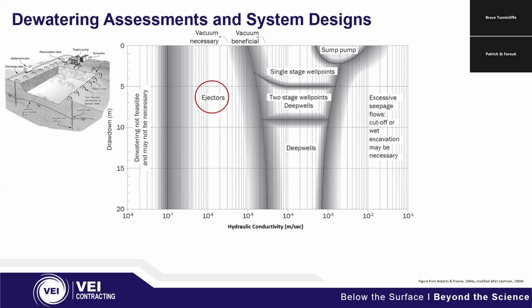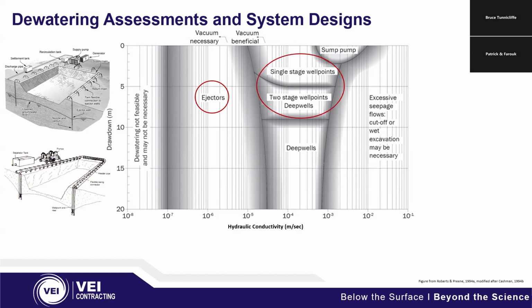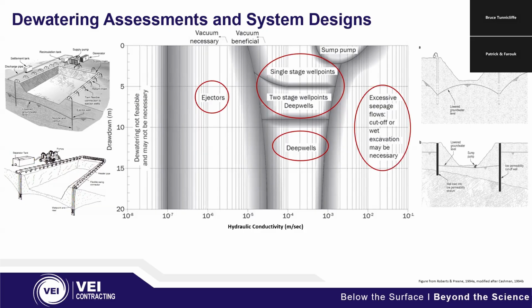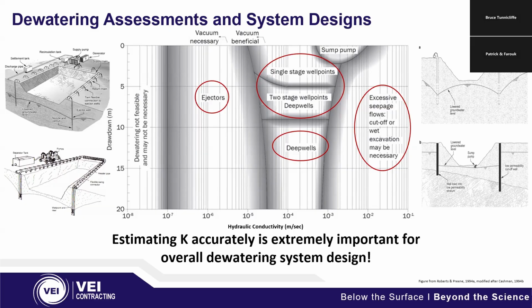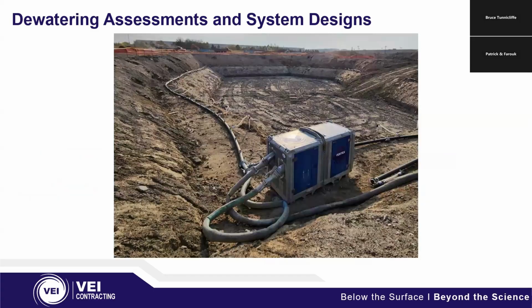As you move towards the right, you start to get more conductivity. So we're in the moderate zones. If you're looking at shallower dewatering targets, single well points or two-stage well points become more appropriate. If you're trying to achieve deeper drawdown, then we start looking at deep wells. If you go even higher than that, you're talking excessive amounts of water, then you have to look at methods to cut off flow through shoring or installation of cutoff walls or barriers. Again, the big point we're trying to take away from this is estimating K accurately is really important because it impacts your overall dewatering system design and what method you're going to apply for your sites.